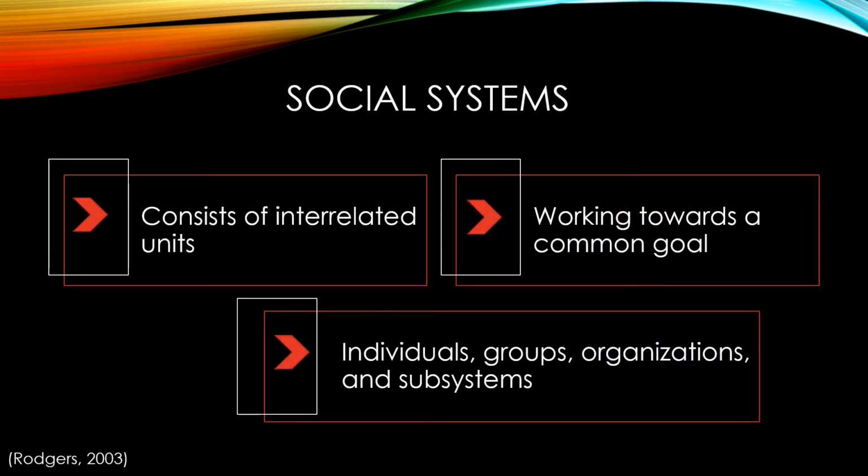Social systems make up a large part of the diffusion process. In healthcare, social systems are diverse and numerous. Social systems consist of interrelated units with members working towards a common goal or objective. These members may be individuals, groups, organizations, or even subsystems. The cooperation of each social system during diffusion is crucial to the adoption and sustainability of an innovation.